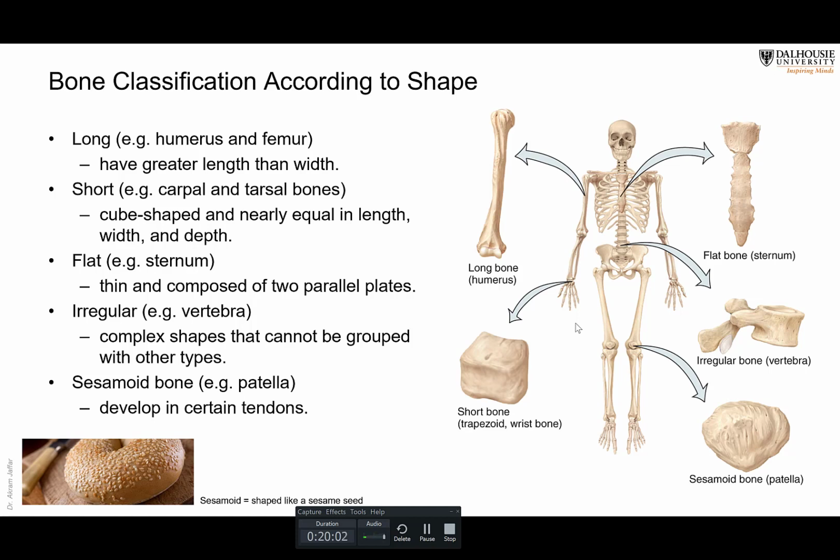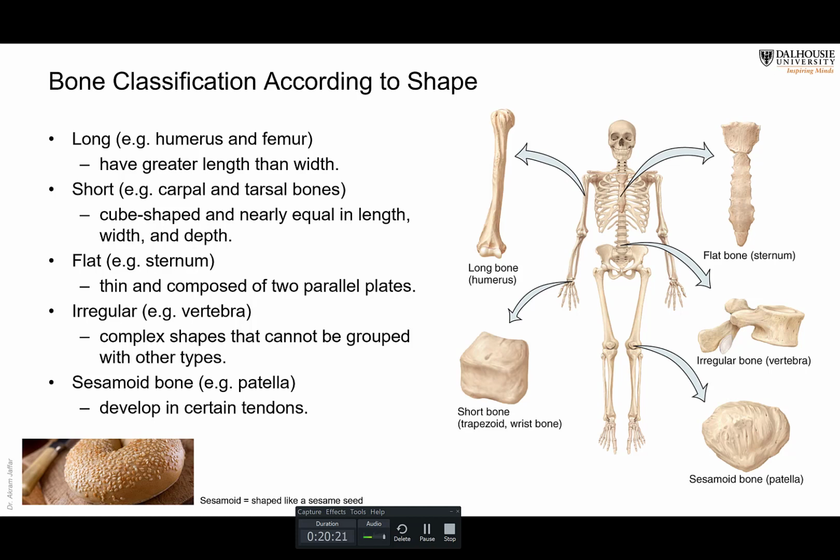Then we have short bones. They are cube-shaped. They are short and cube-shaped, for example, here the carpal bones that are present in the wrist region, or the tarsal bones. We're going to study them later on when we deal with the axial skeleton. So these are short bones.